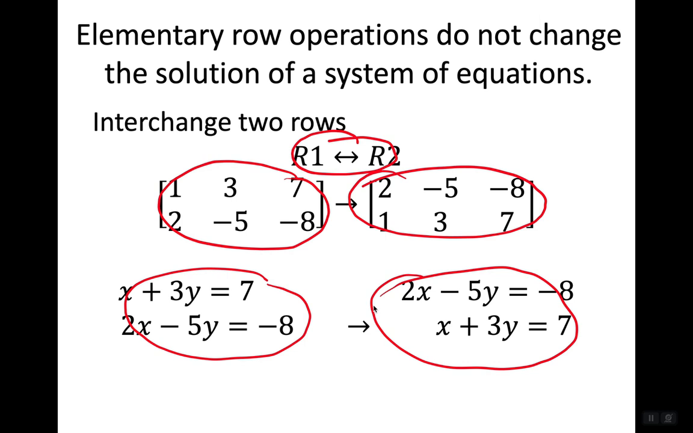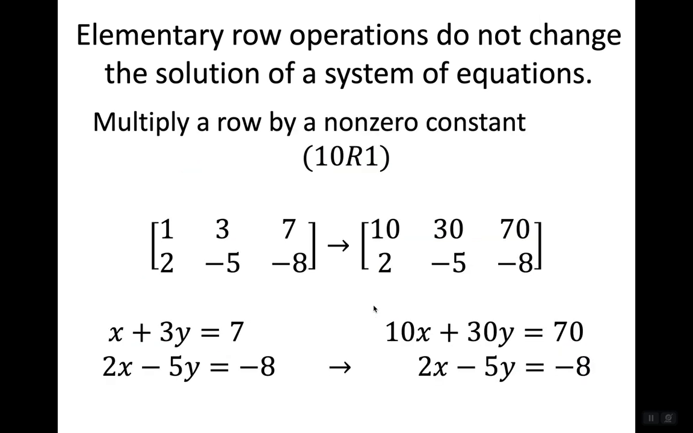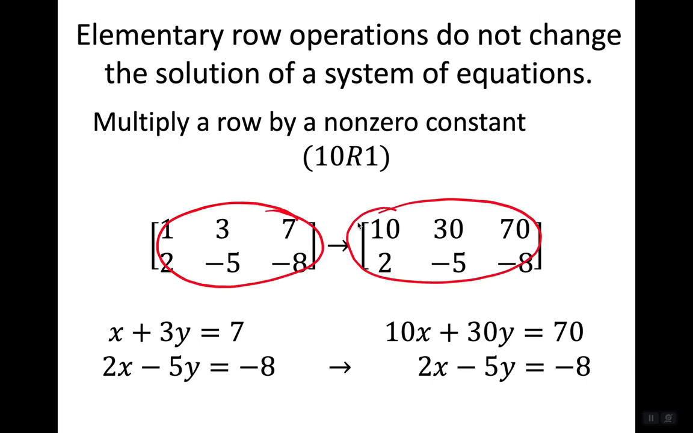So interchanging two rows doesn't change the solution. How about multiplying a row by a non-zero constant? 10r1, 10 times row 1. In terms of matrices, that will replace this matrix with this matrix. You're just multiplying row 1 by 10.